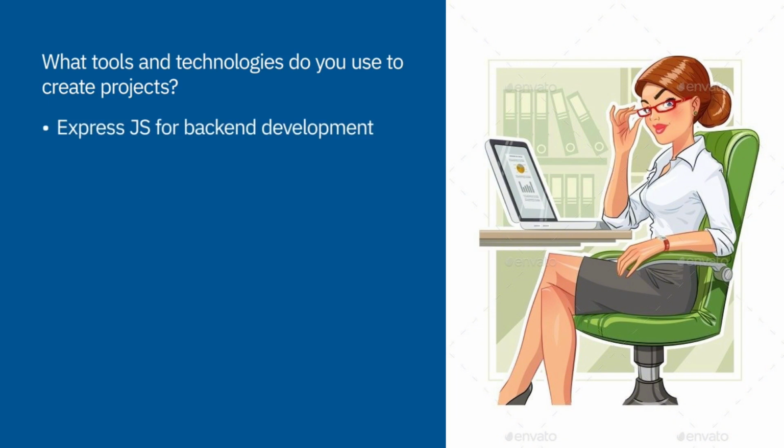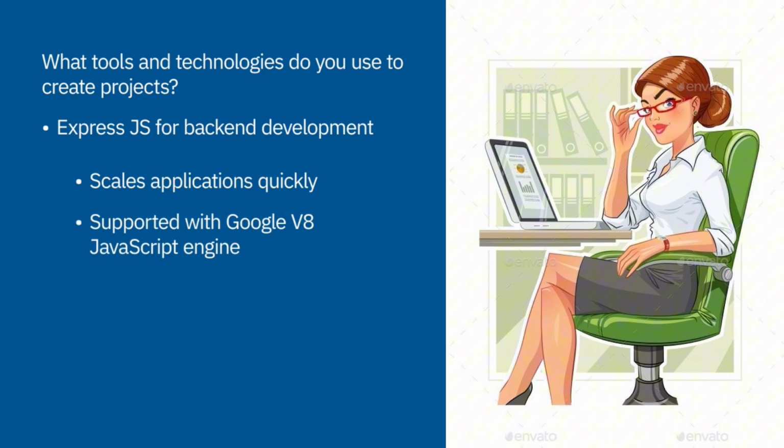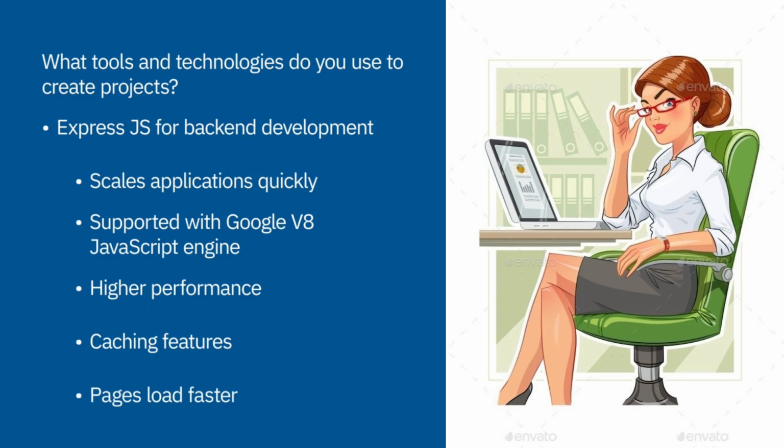By using Express.js for backend development, we are able to scale applications quickly. We can code both frontend and backend with the help of JavaScript easily by using Express.js. Express.js is supported with the Google V8 engine, with the help of which you would be able to get higher performance without any lag or error in processing. It also supports the caching features, so you would not have to re-execute the codes again and again. Moreover, it will help web pages to load faster than ever.